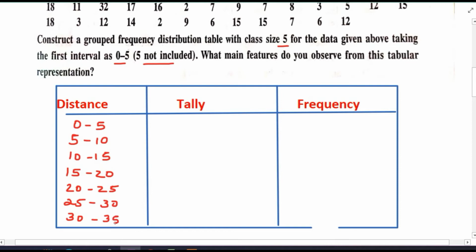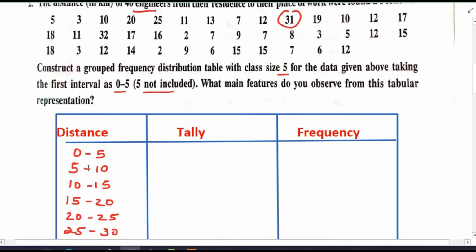Now these class intervals are in exclusive form, so this frequency distribution is in exclusive or continuous form. Exclusive form means only the lower limit will be included, the upper limit will not be included. And it is in continuous form, there is no gap between the class intervals. Now we will mark the tally.